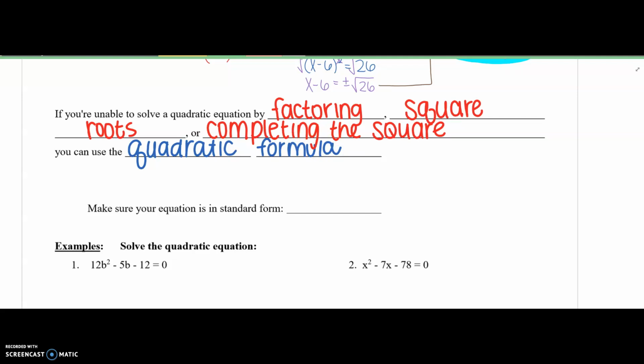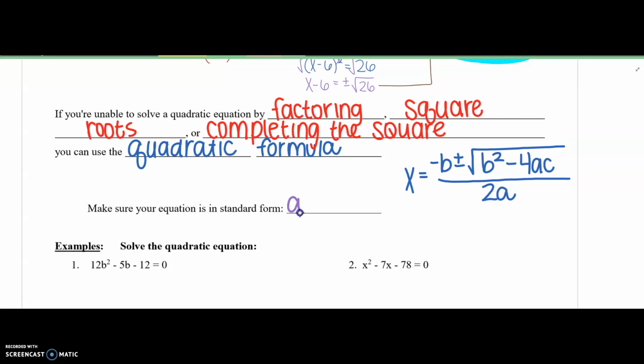The quadratic formula is x is equal to negative b plus or minus the square root of b squared minus 4ac all over 2a. And before we can use that formula, we have to make sure that our equation is in standard form. Standard form for a quadratic equation is ax squared plus bx plus c equals 0. You have to make sure that your equation is not just in this form, ax squared plus bx plus c, but it has to be equal to 0 as well.